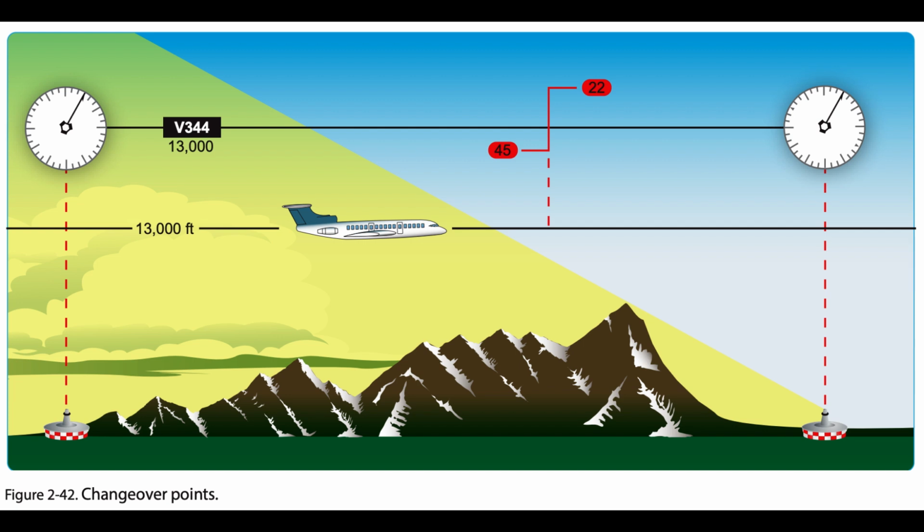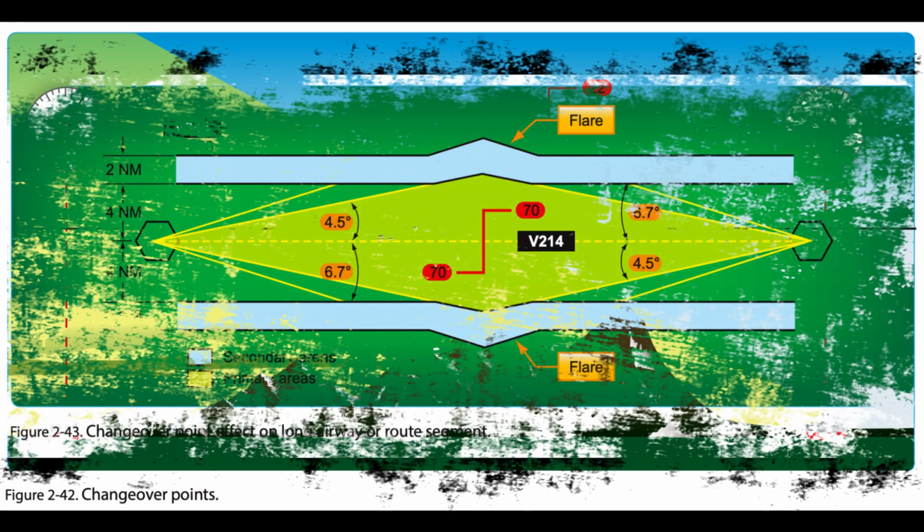These COPs divide an airway or route segment and ensure continuous reception of navigation signals at the prescribed minimum en route IFR altitude. They also ensure that other aircraft operating within the same portion of an airway or route segment receive consistent azimuth signals from the same navigation facilities regardless of the direction of flight.